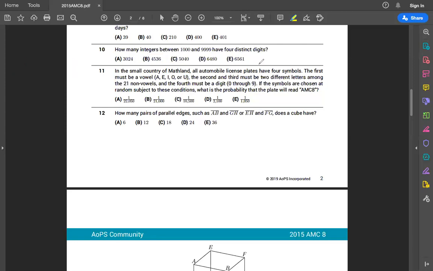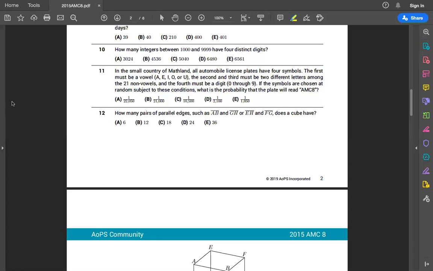Next question is actually pretty similar. In the small country of Mathland, all automobile license plates have 4 symbols. And we're told the first must be a vowel, and the second and third must be different letters among the 21 non-vowels, and the fourth must be a digit. And we want to know what's the probability that the plate reads AMC 8, assuming it's all random.